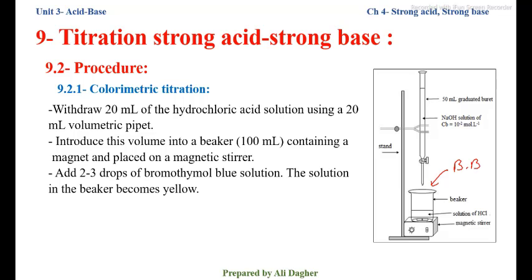Bromothymol blue is a colored indicator that gives yellow color with acid solution and blue color with basic solution. Here we have hydrochloric acid in the beaker, then the solution becomes yellow with bromothymol blue.